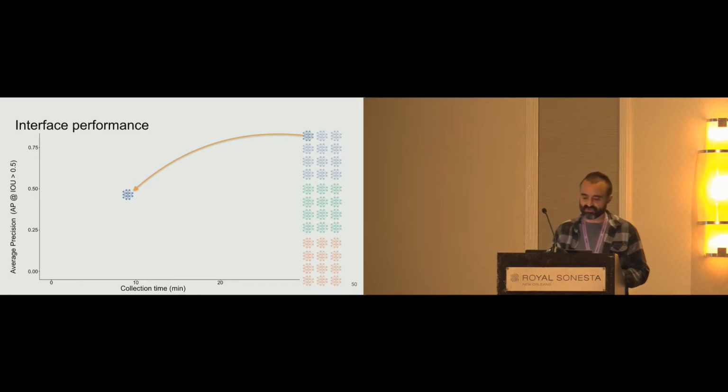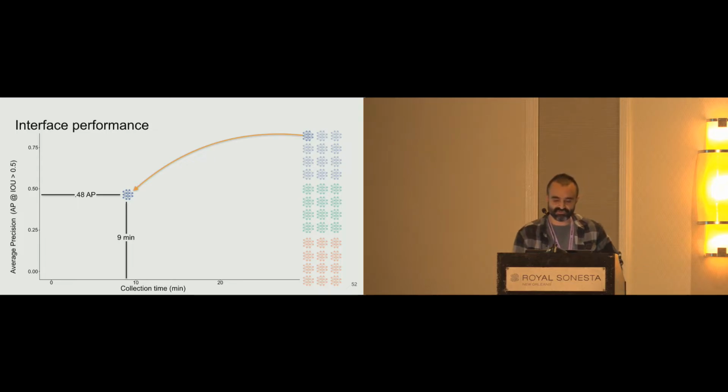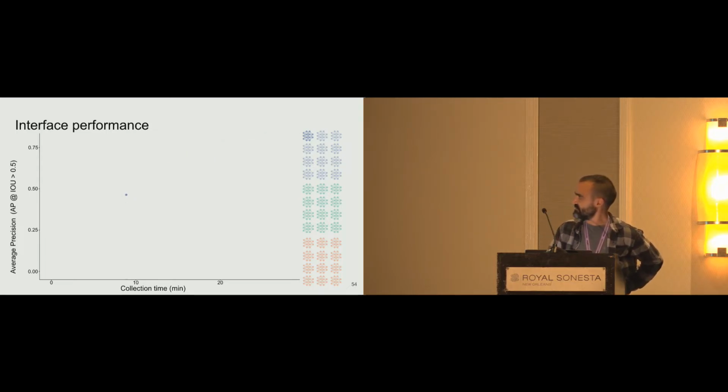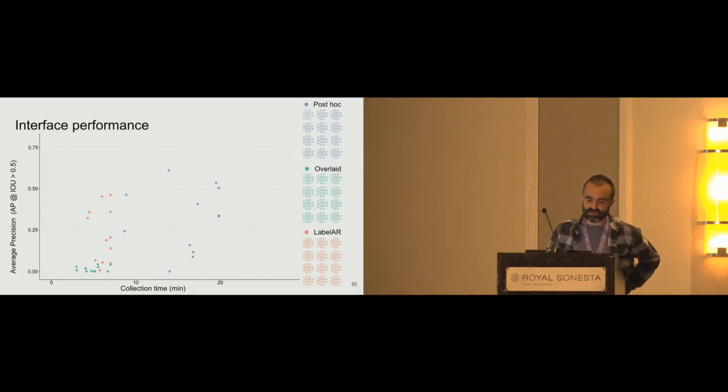Here's a single detection model trained on data collected with the Posthoc interface. This model scored 0.48 average precision over 120 test images. It took a user roughly 9 minutes to collect the data that was used to train this model. Let's change that icon to a dot and plot the rest of the 35 models as dots. And let's denote the means with large dots.